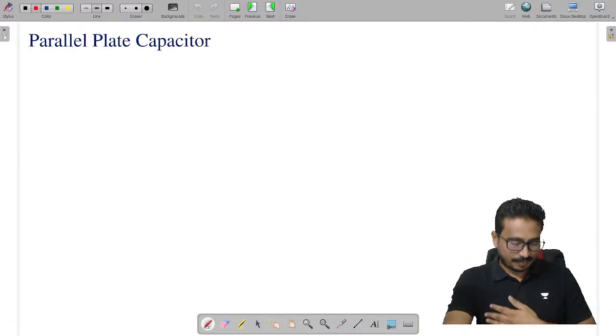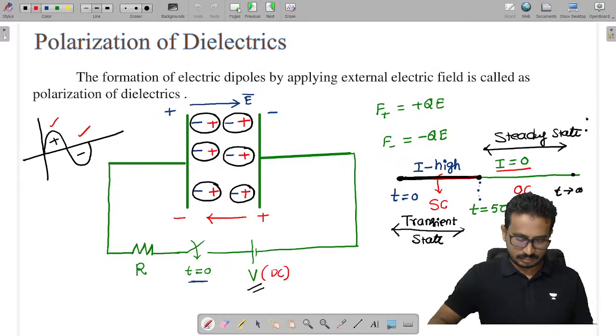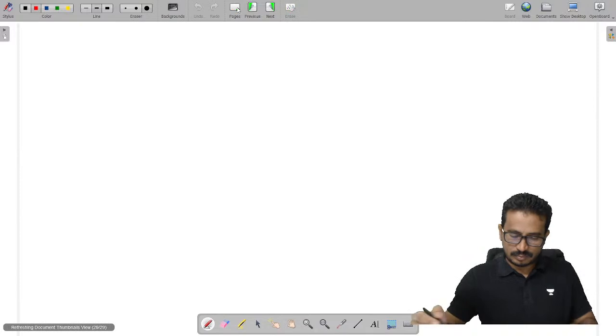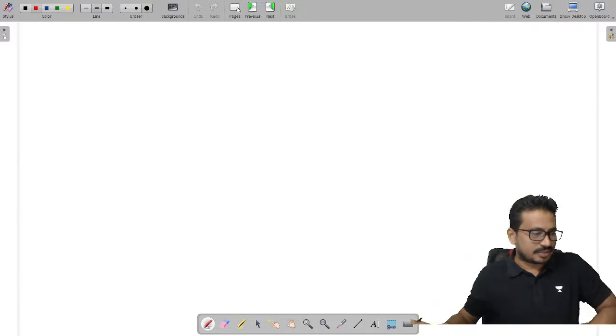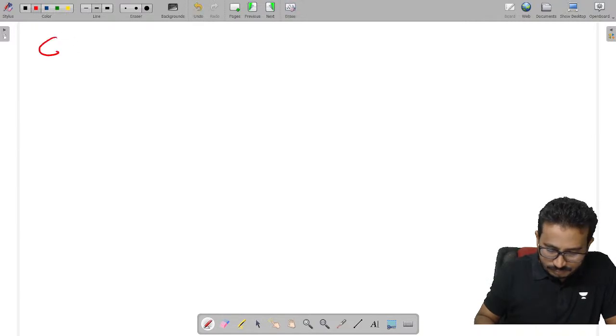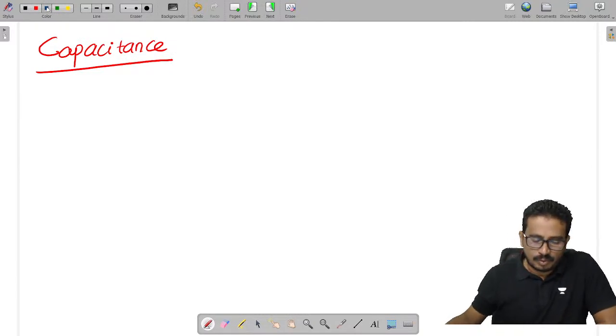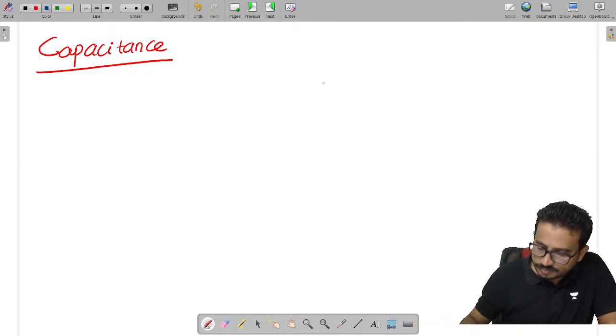Now let's talk about the capacitor. Capacitance analysis will do. Take down. Capacitance. What does capacitance mean?